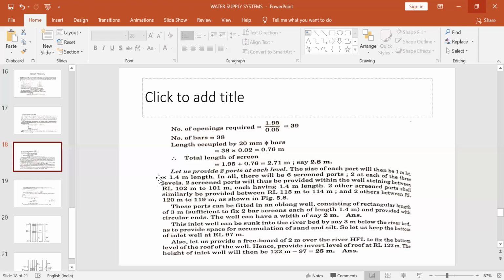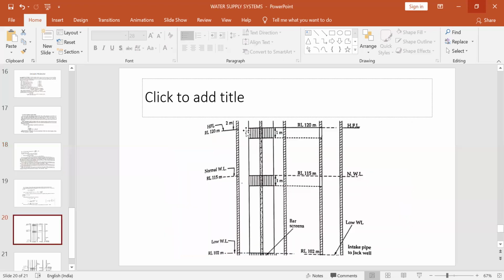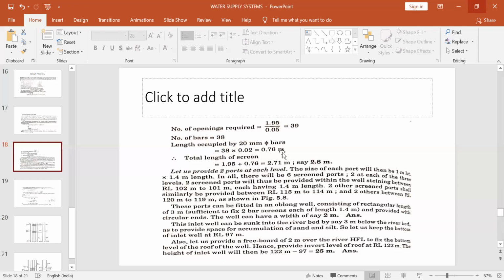Now each bar will occupy a certain length. The opening length you have already found out as 1.95. Then what is the length taken by these 38 bars? It will be 38 into 0.02, that is 0.76 meter. So the total length of the screen will be 1.95 plus 0.76, that is 2.71 meter. This is the total length that you have to provide for the screen opening. So let us round it to 2.8 meter.